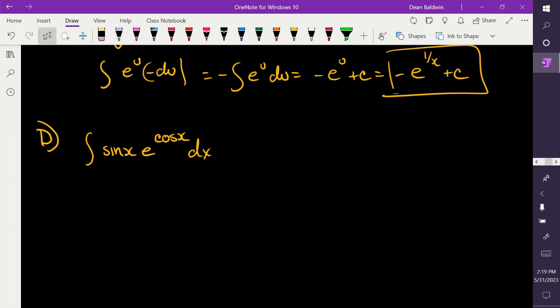So what's u going to be? Cos x going to be the exponent. Negative sine x dx. You got to move the negative over.